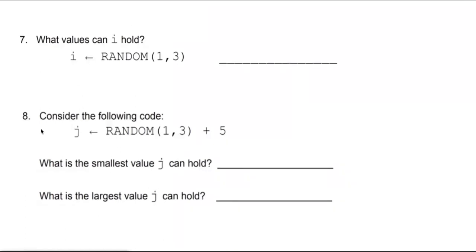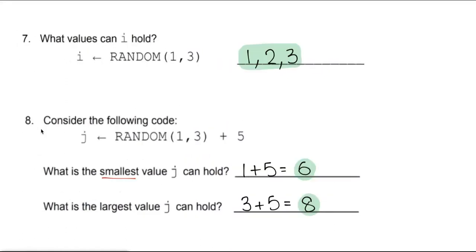Then we have number 7 and 8. These are just talking about random, and this is something that you have to get used to, is dealing with the random function. So random 1 to 3 would either print 1, 2, or 3 inclusive. Then they say random 1 to 3 plus 5. They want the smallest value that it could become and the largest value. So we can see that the smallest value would be picking the random number 1 plus 5, which would make 6. The largest value that this can make would be if the random number 3 appeared, then 3 plus 5 is 8.